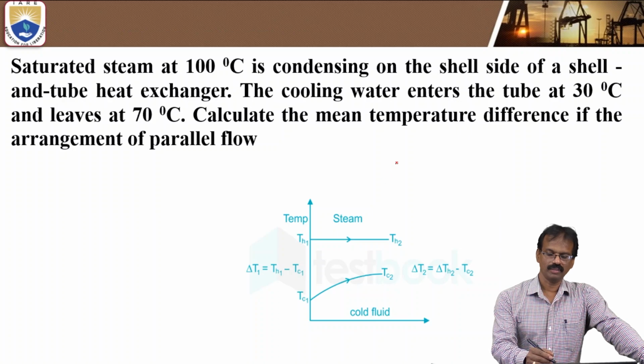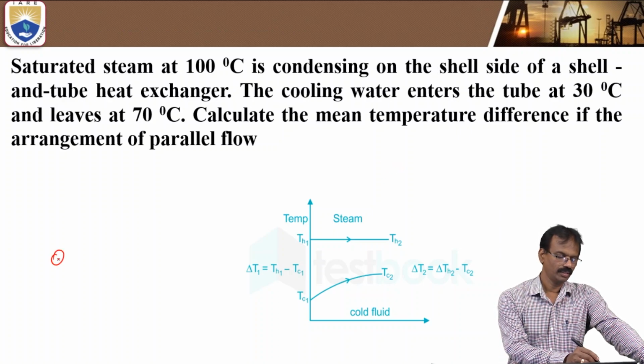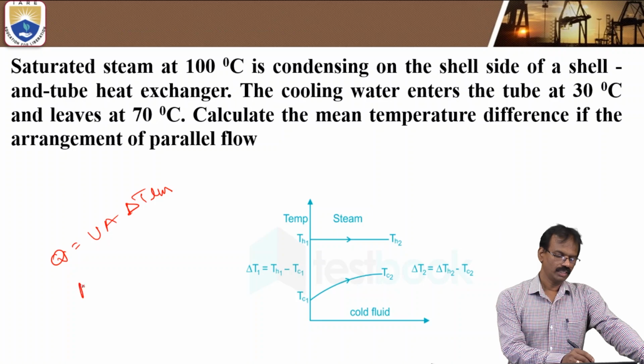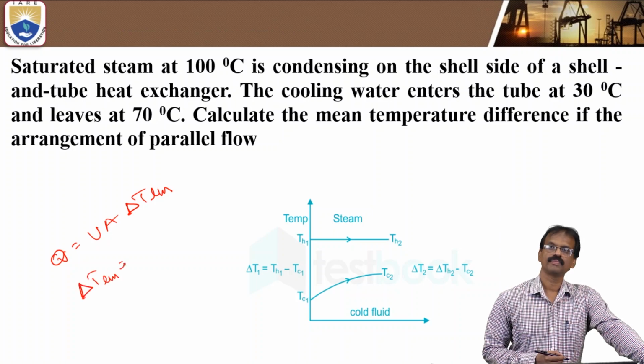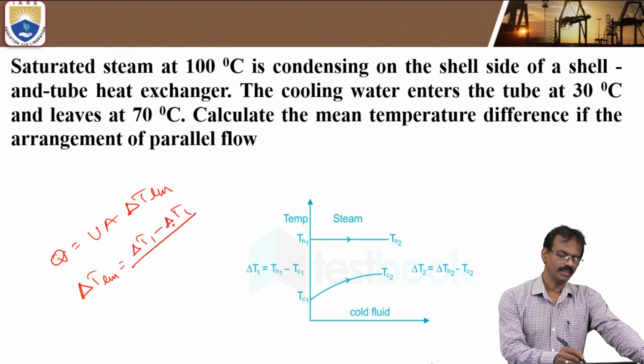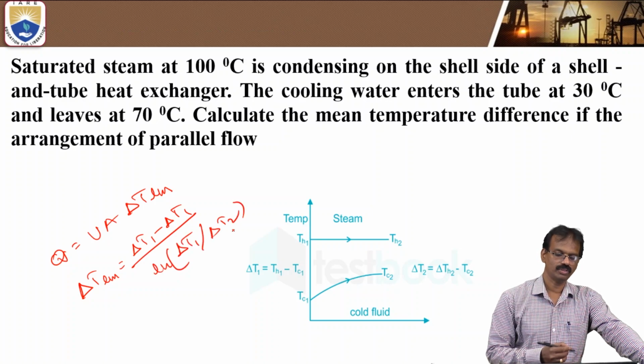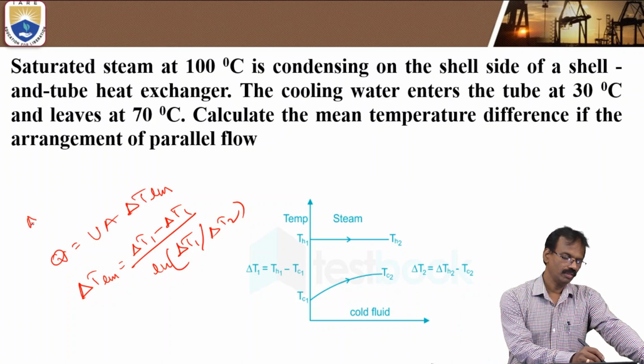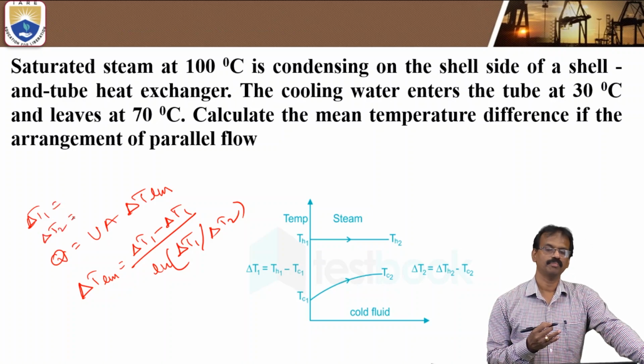We know the formula according to LMTD, that is Q is equal to UA into delta T LM. Delta T LM is nothing but the logarithmic mean temperature difference, that is delta T1 minus delta T2 by ln of delta T1 by delta T2. We know this formula. According to LMTD, delta T1 is different from parallel to counter.